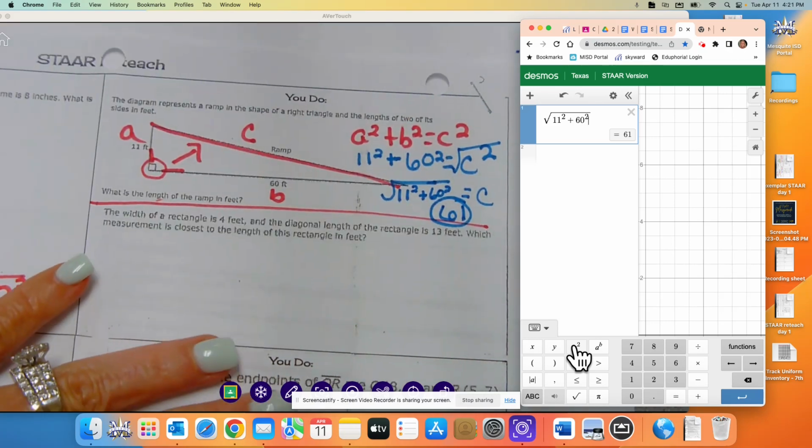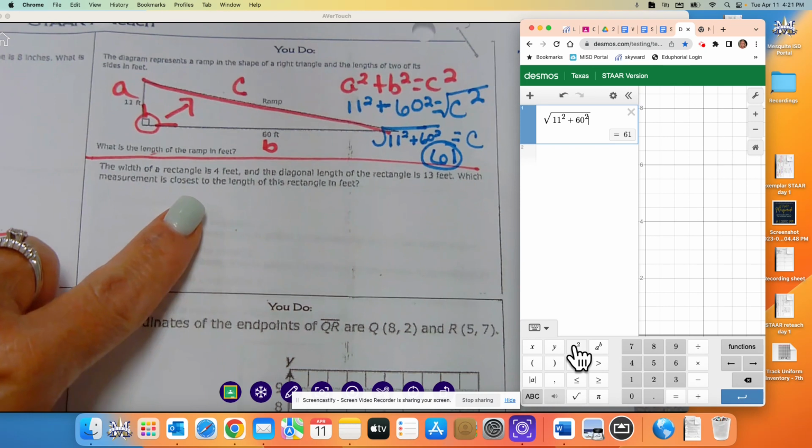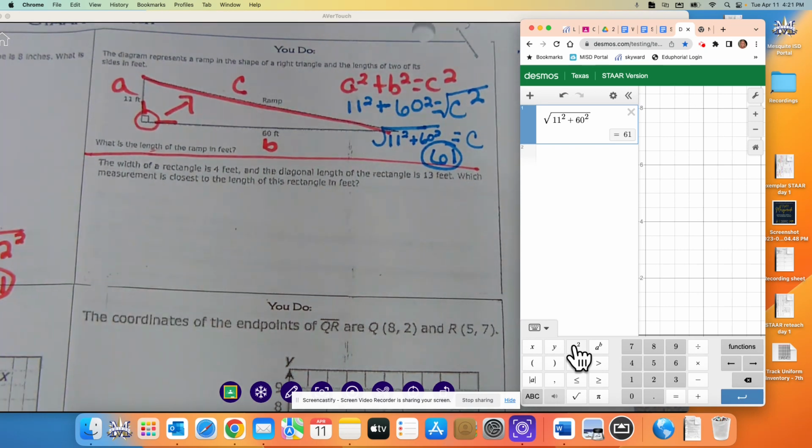Okay, now I'm going to pause the video and I want you to do this problem down here. Remember, if there's not a picture, what I want you to do is draw it.